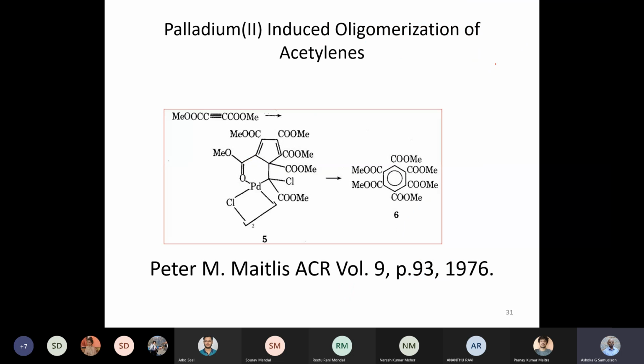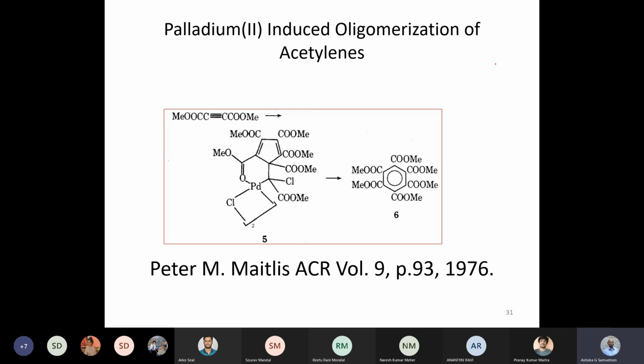In fact, Maitlis was able to observe several of the intermediates depending on the substituents. He took a variety of alkynes and did the same reaction with palladium chloride, and he was able to isolate a whole bunch of intermediates, which were characterized. That's why he called it an organometallic detective story. He was able to capture the intermediate compounds which we have been talking about.